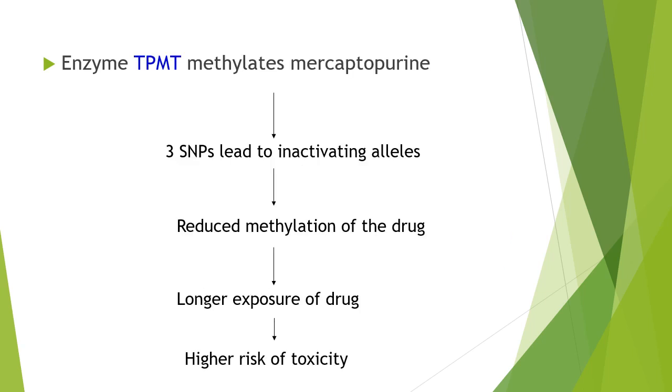Enzyme TPMT methylates mercaptopurine. 3 single nucleotide polymorphisms lead to inactivating alleles. This will result in reduced methylation of the drug. Therefore, the drug will remain longer in the system. This will lead to higher risk of toxicity of the drug.